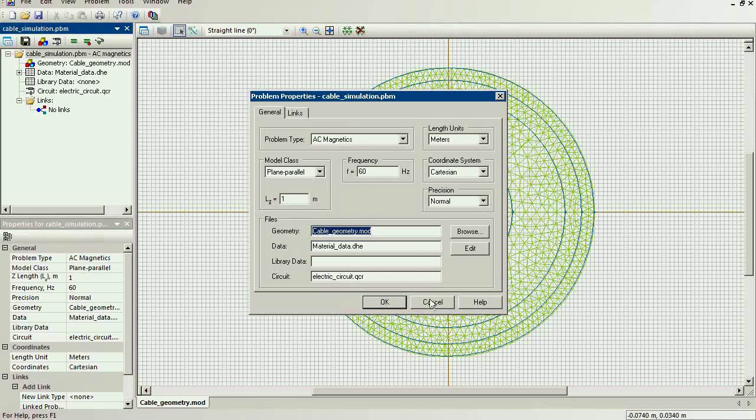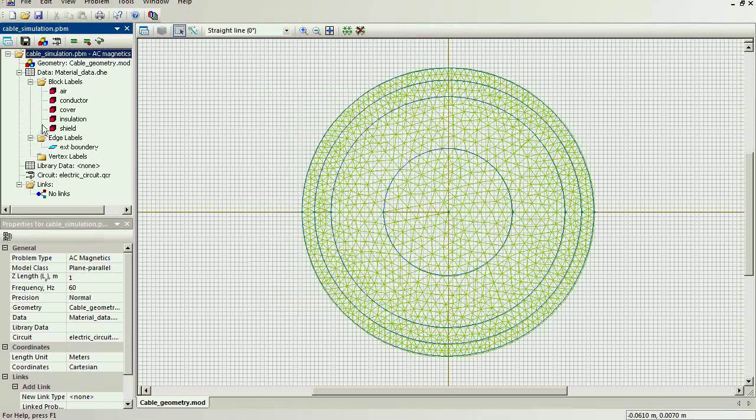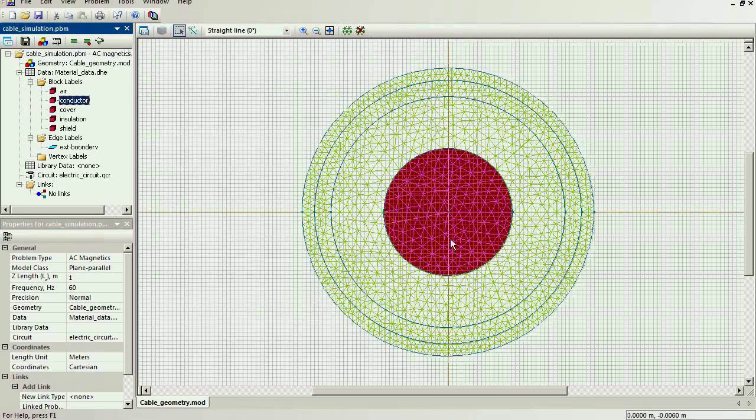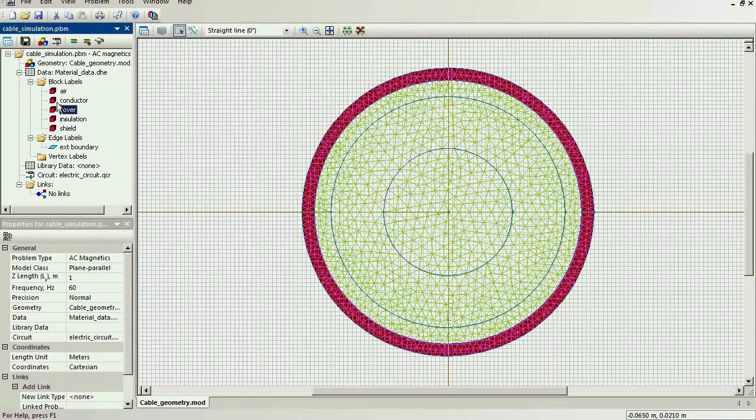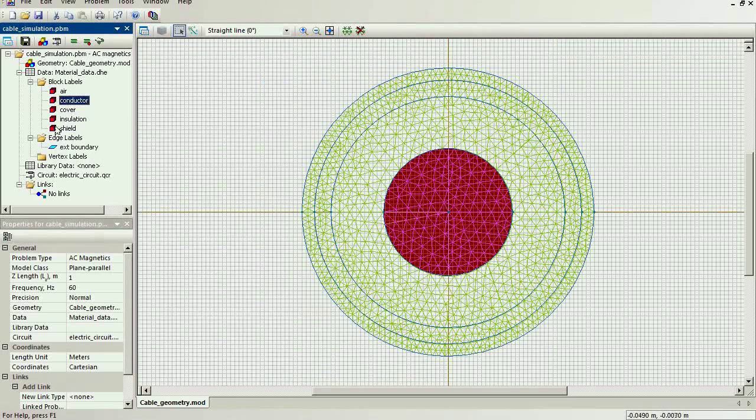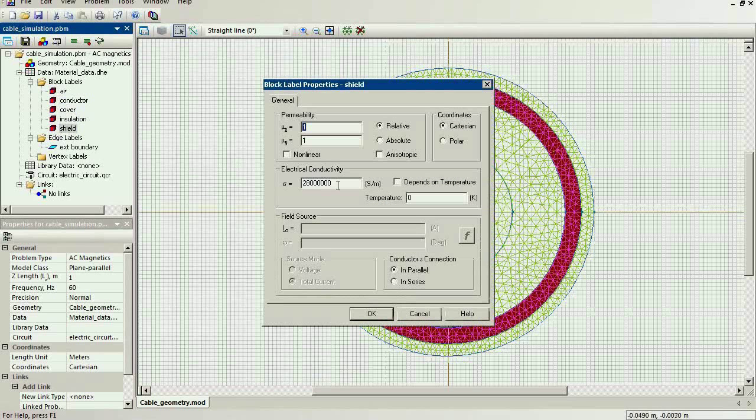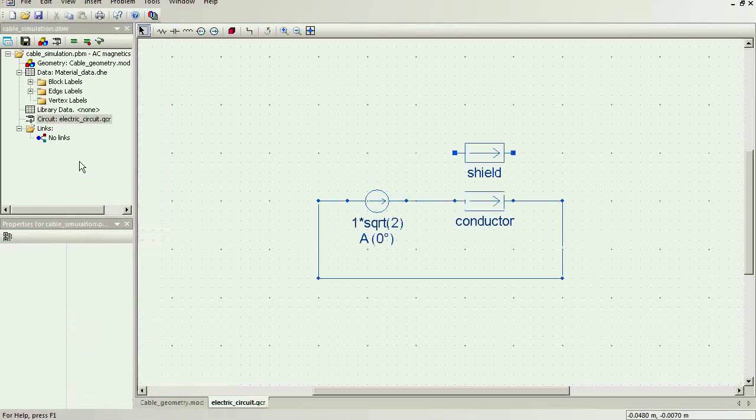When you're simulating AC and transient magnetics problems, you can connect the electric circuit to the QuickField field model. We use the electric circuit to specify the connection of the cables. So let me show you what we have in this model. We have the conductor. The insulation. The shield. And the cover. For the conductor, I specified the electric conductivity of the copper. For the shield, I specified the electric conductivity of the shield.